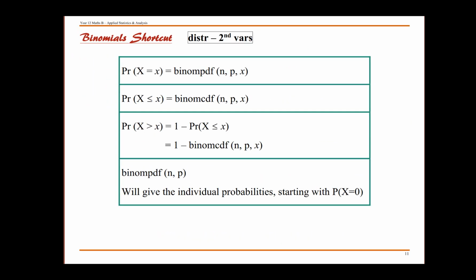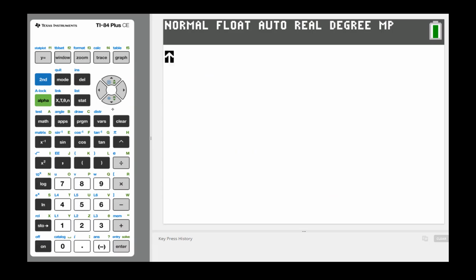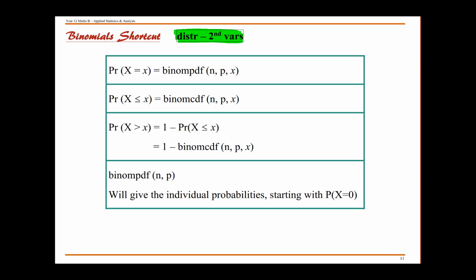Using our calculator, we will be using the distribution function, and you get to that with second vars. So on the calculator, the vars button is just under the navigation keys. To find the probability of a particular event happening, that's binom PDF. So it's when it's equal to the number of events, the probability of the event, and how many times you want that event to happen.